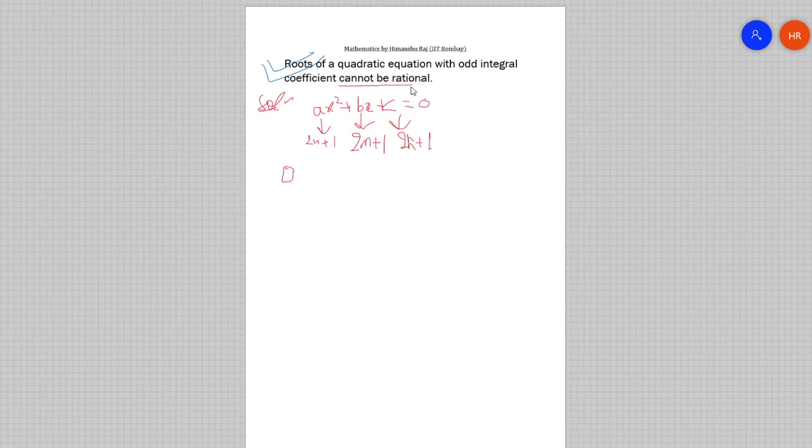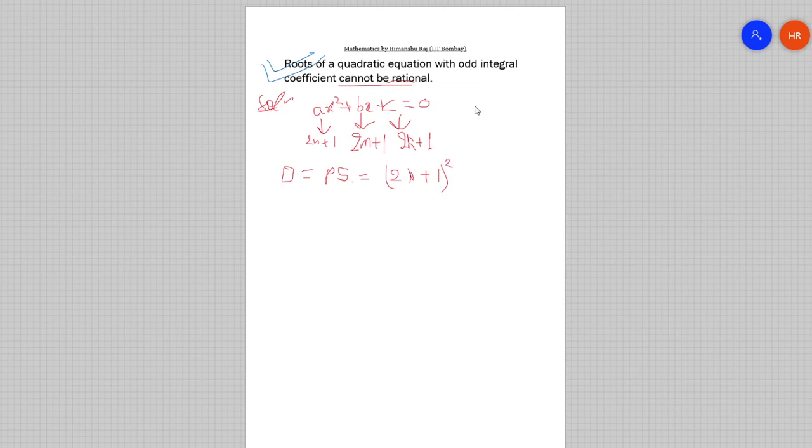To prove that the roots are rational, we must prove that the discriminant D is a perfect square. Let us suppose that D is a perfect square which is of the form (2 lambda plus 1) to the power 2. Now, why have I supposed this as 2 lambda plus 1?